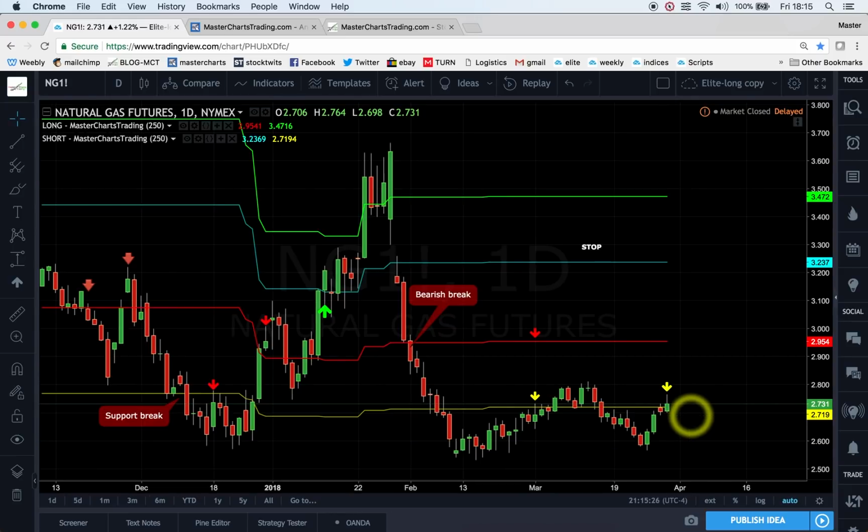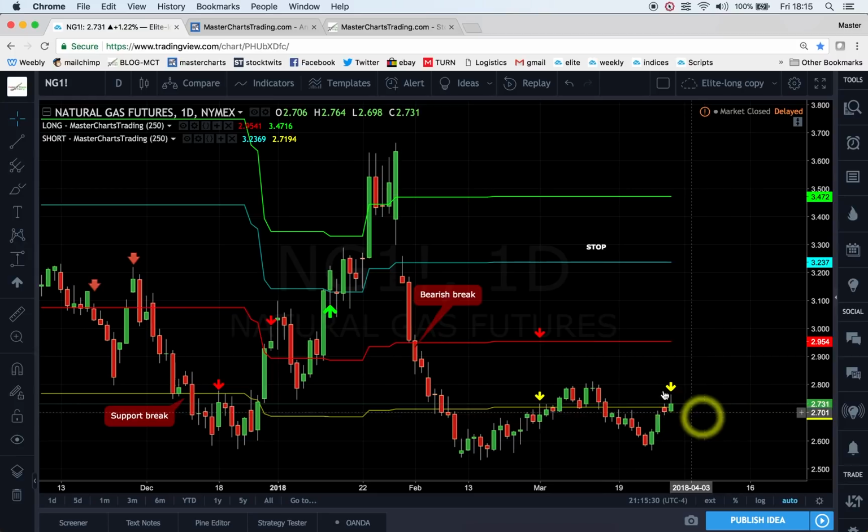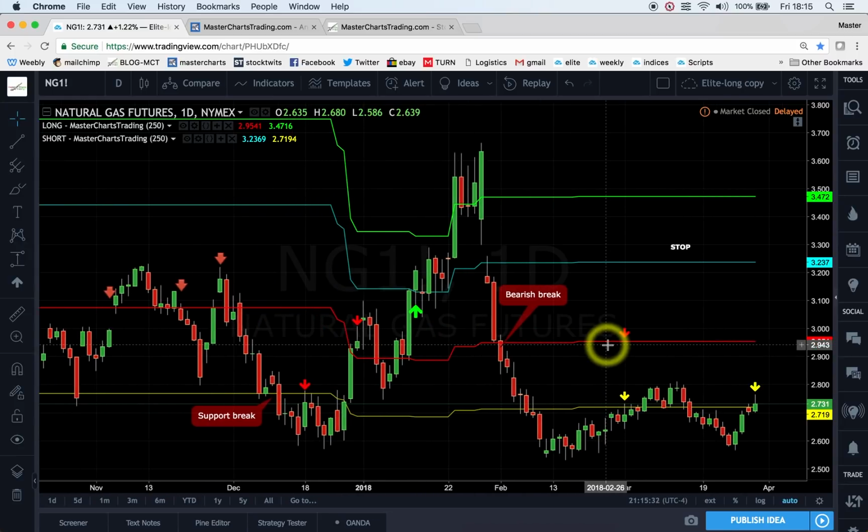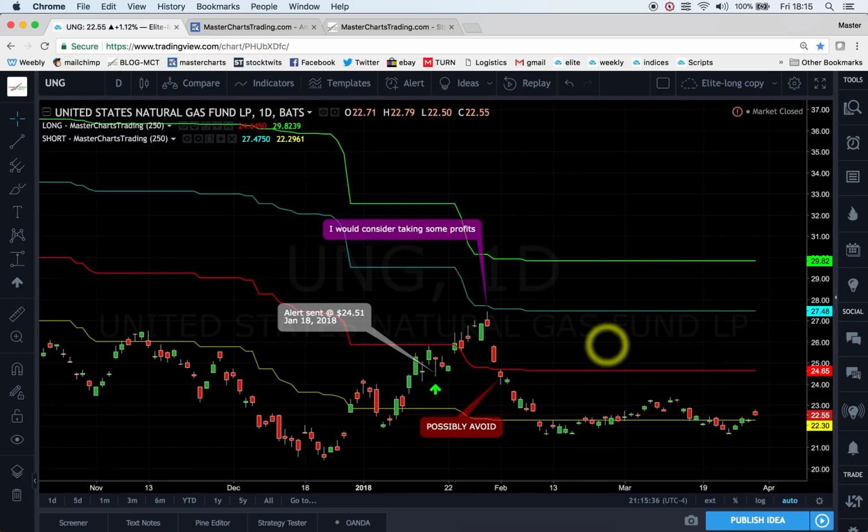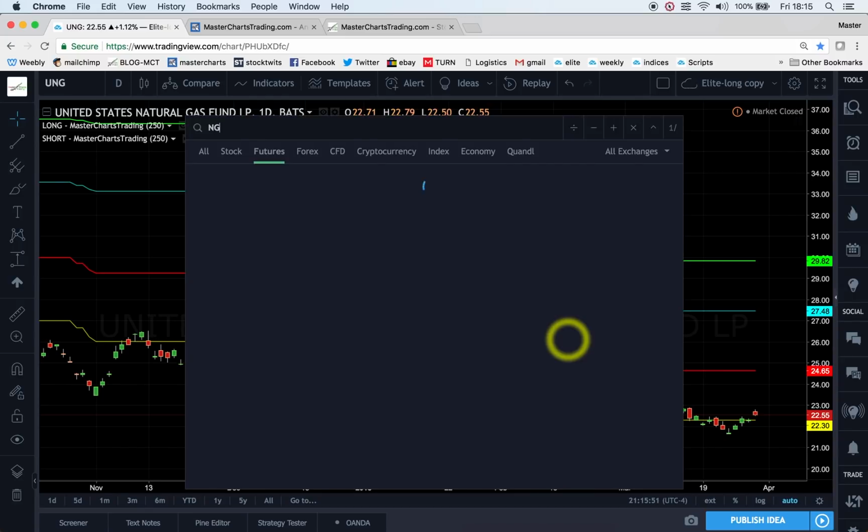Here's natural gas futures. If you decide to trade natural gas, under no circumstances should you analyze UNG. You should never analyze ETNs because they have slippage. They don't follow the actual underlying that well. You always should go to the underlying, and the underlying in this case is natural gas futures.